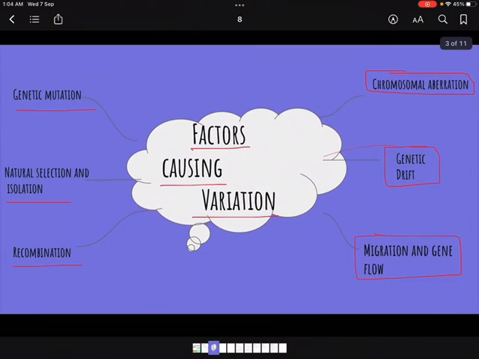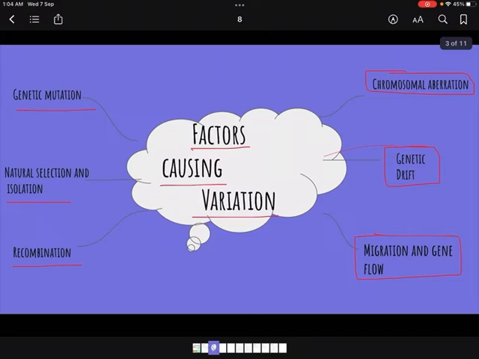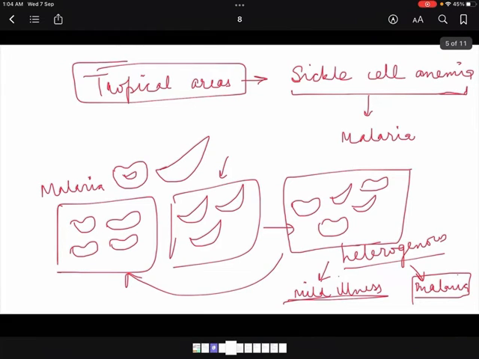So now this was what the factors causing variation are, and how natural selection and isolation play a part on it. Okay, so this was all about the modern synthetic theory, in which all the ideas, along with what causes variation and how other factors like natural selection and isolation play a part, have been compiled. That is why it is known as the modern synthetic theory, because almost all things which can become a factor of evolution are touched upon.